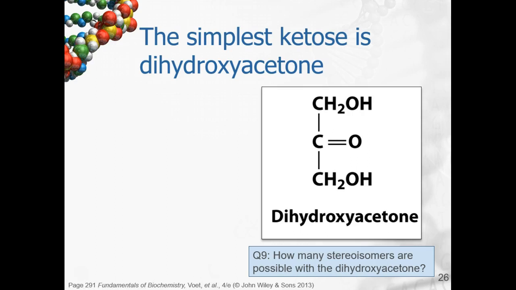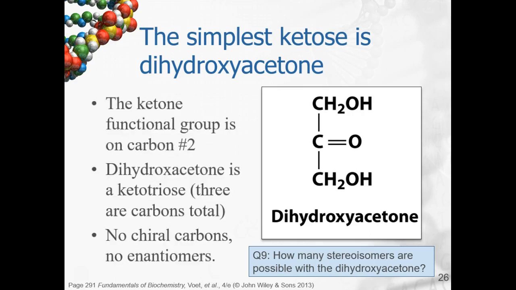So the next question on your handout is, how many stereoisomers are possible with dihydroxyacetone? Well, if you think about it, there aren't any chiral carbons. So 2 to the 0 power equals 1. So dihydroxyacetone does not have any enantiomers because it has no chiral carbons.